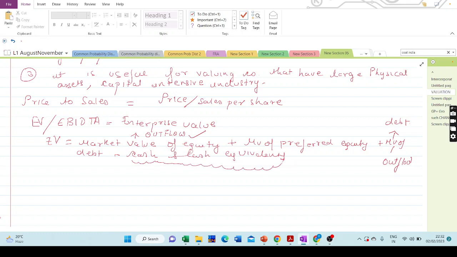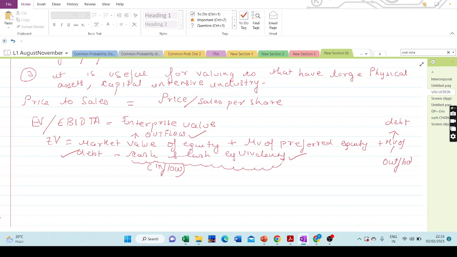Once the acquirer acquires the target, he gets the cash reserves of the target. Now, what the acquirer can do is use these cash reserves to repay the debt of the target, right? So this cash and cash equivalents would be an inflow for the acquirer, right? So this is what your enterprise value basically means.